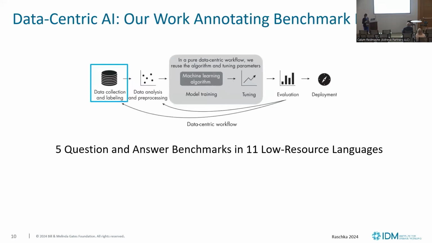So switching to some of our work, we built out a question and answer benchmark, 5 benchmarks actually, in 11 low resource languages. So we're going to switch on our continuum of the data-centric workflow and think about the collection and labeling part of this process. And this is something that isn't frequently spoken about, but is so critical, again, to coming up with quality models.